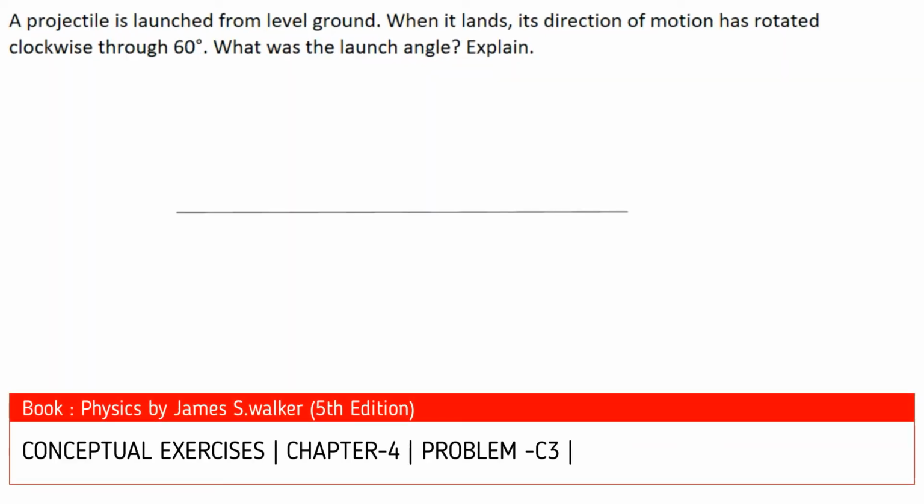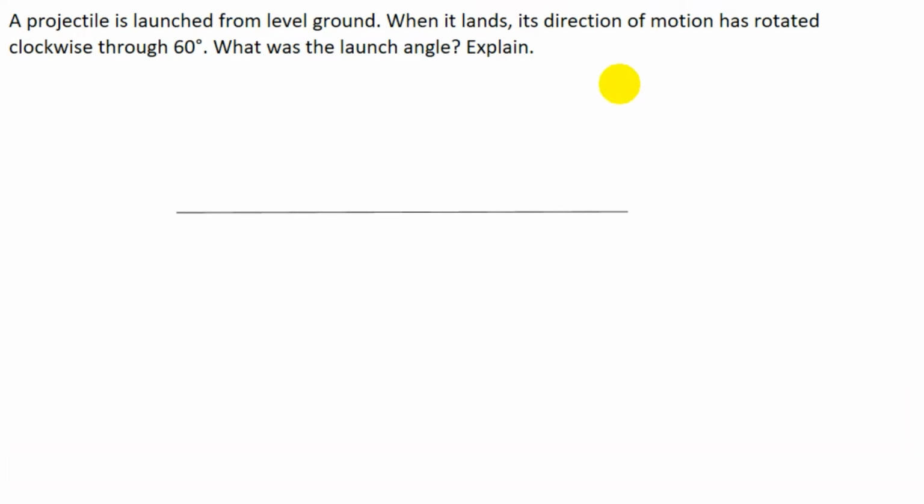Now in this question it says that a projectile is launched from level ground, and when it lands, its direction of motion has rotated clockwise through 60 degrees, and we have to tell the launching angle. So suppose that a projectile is launched with some angle theta. We don't know this angle theta, but we have to find it. Now when it lands, this angle will be the same theta but below horizontal. This is the symmetry of projectile motion that we studied. It is theta above horizontal at launch, and theta below horizontal at landing.